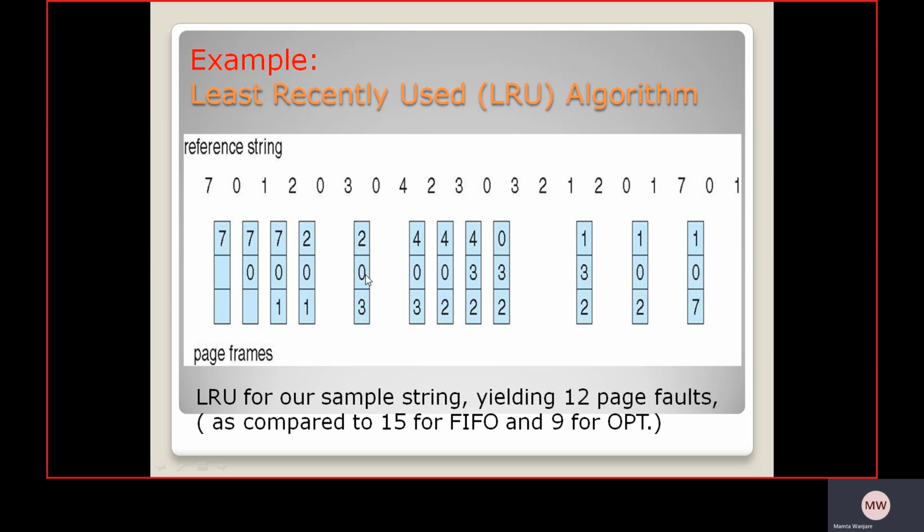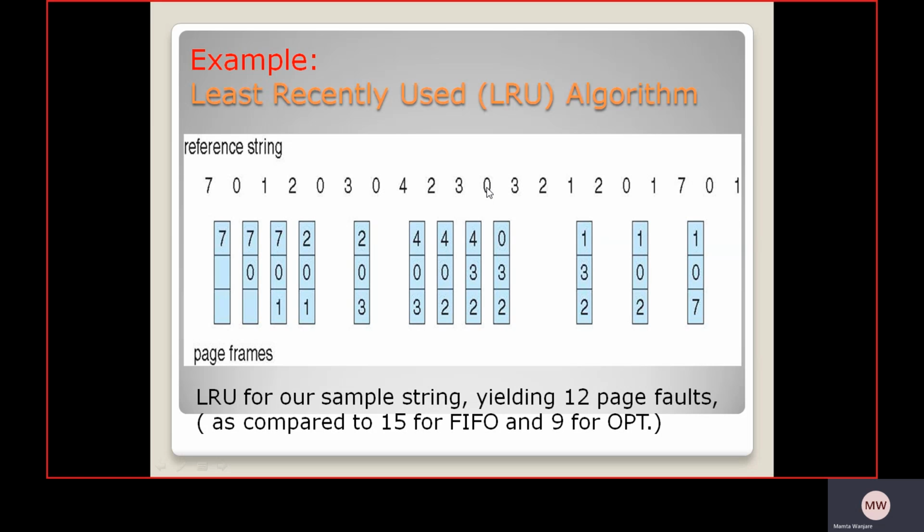Then for 0, 0 is already present here, so it is a page hit. For 4, we replace 2, so 4, 0, 3 is there. After that we put 2, and we again check in the backward direction. 4 and 0 are already present in the buffer, so we replace the third one, so 4, 0, 2 is there. Whenever we put 3, again we go in the backward direction and check. 4 and 2 are present here, so replace 0 by 3.